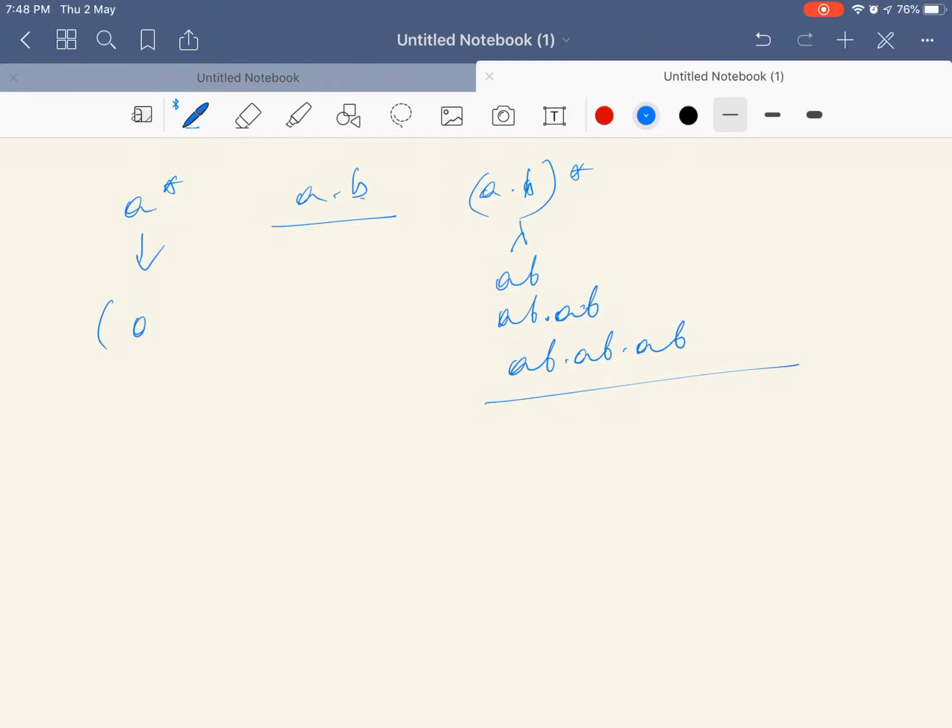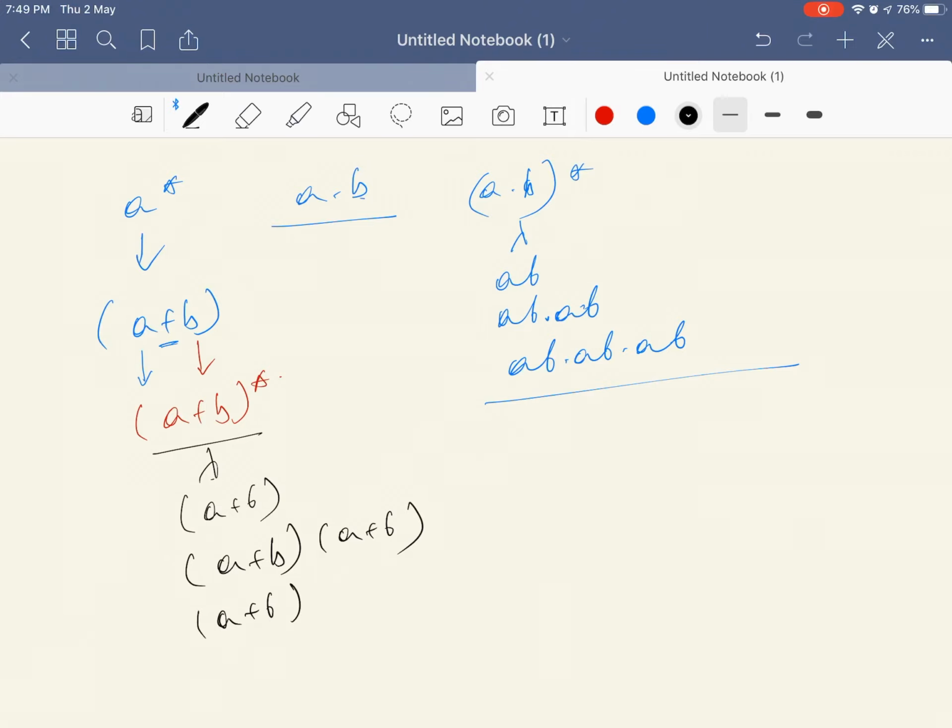Or suppose I write a plus b, what does it mean? It is a union, not an algebraic or arithmetic plus. It means that either one occurrence of a will appear or one occurrence of b will appear. That is the meaning of a plus b. Now what is (a plus b) whole star? It means either lambda occurrence of a plus b, or one occurrence of a plus b, or two occurrences of a plus b, or multiple occurrences of a plus b.